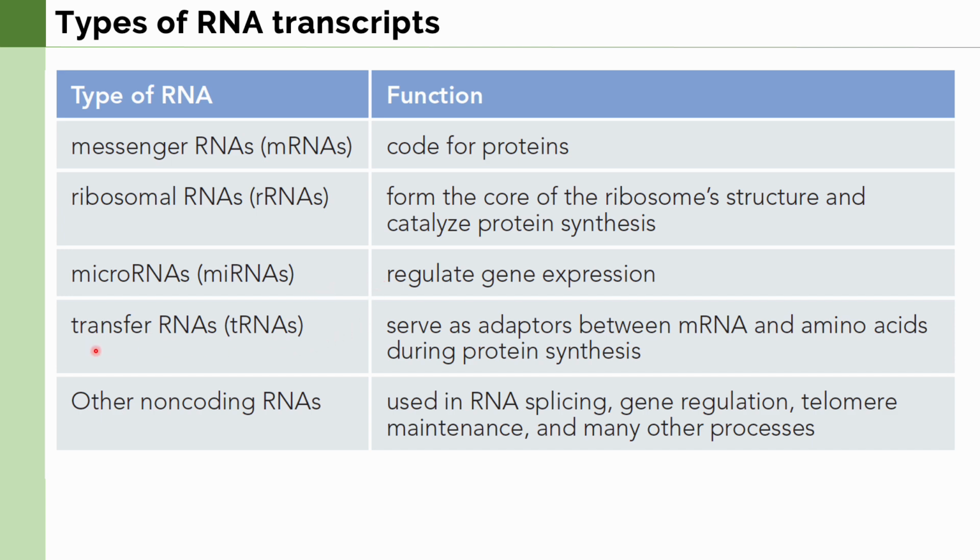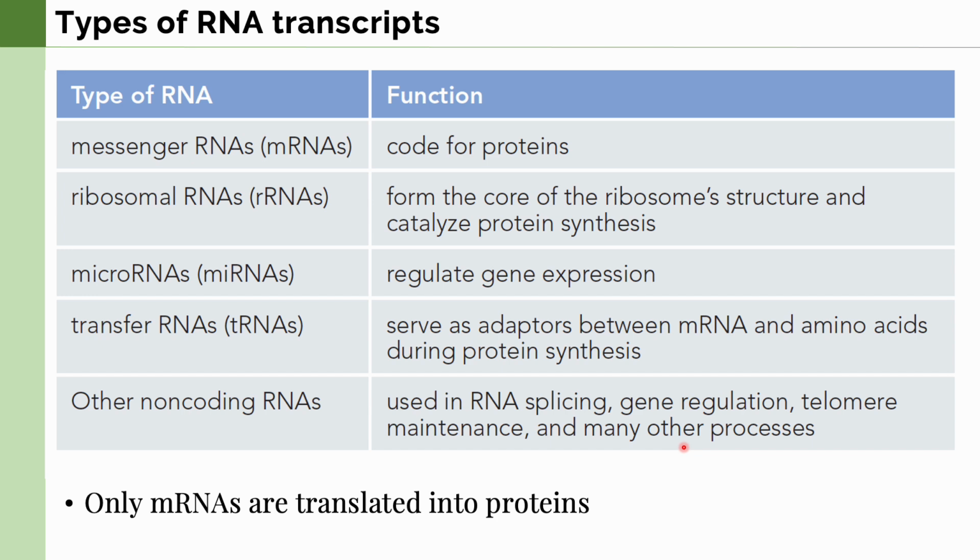Then we have transfer RNAs or tRNAs. They serve as adapters between mRNA and amino acids during protein synthesis. In other words, these RNAs carry the different amino acids and facilitate protein synthesis. Lastly, we have other non-coding RNAs, and they can have a variety of functions such as RNA splicing, gene regulation, telomere maintenance, and a few other processes. It's important to take note that only mRNA is actually translated into proteins.